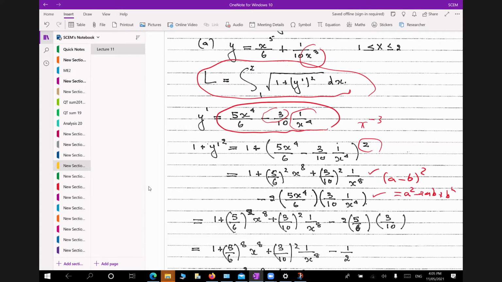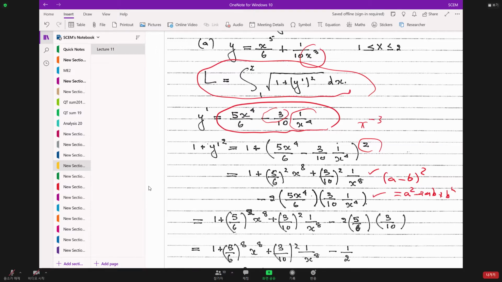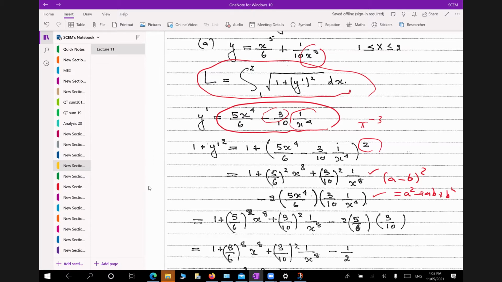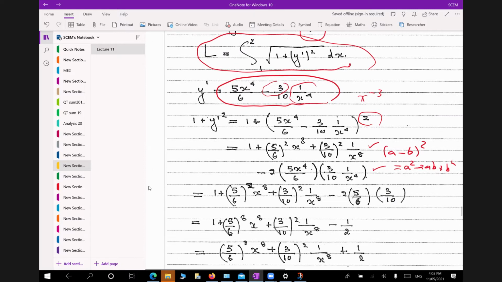This is 5 over 6 squared, 3 over 10 squared because you have a squared, and then x to the power 8 because x to the power 4 squared is x to the power 8. 1 over x to the power 4 squared is 1 over x to the power 8. And you simplify the rest, and now you're adding 1. When you add 1, you come up with this.